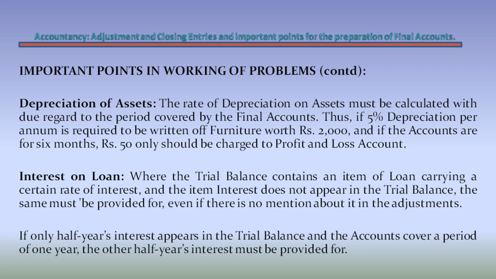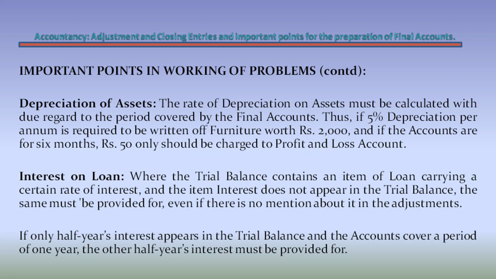Depreciation of assets. The rate of depreciation on assets must be calculated with due regard to the period covered by the final accounts. Thus, if 5% depreciation per annum is required to be written off furniture worth 2000, and if the accounts are for 6 months only, 50 rupees should be charged to profit and loss account.